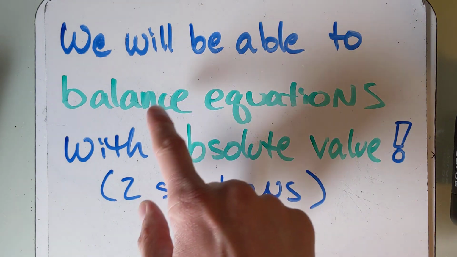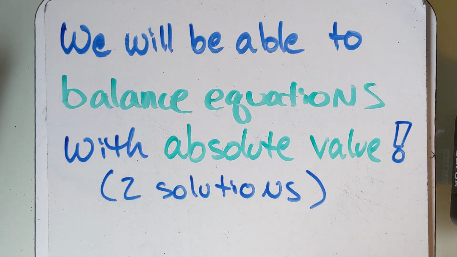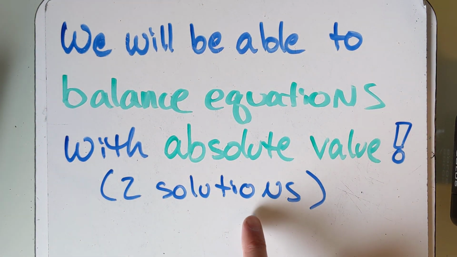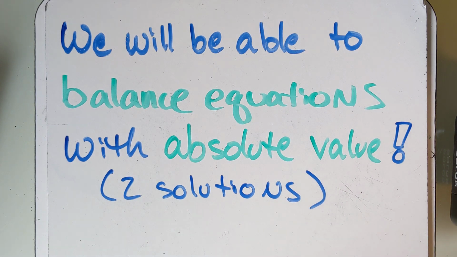Today, we will be able to balance equations with absolute value. Notice how it does say two solutions. What that means is there are two possible answers for every single question.